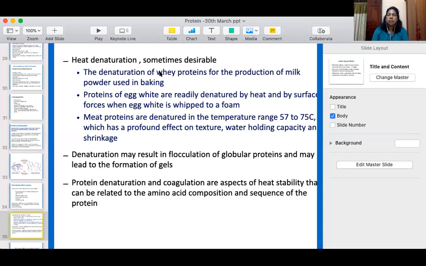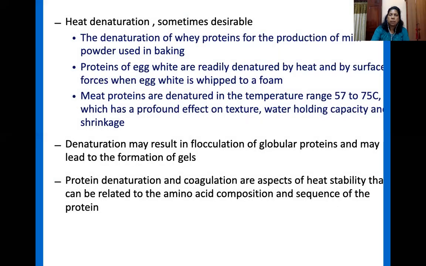Third point, right? Next point is protein denaturation and coagulation are aspects of heat stability that can be related to the amino acid composition and sequence of the protein. In some situations, because of this heating, the coagulation happens, and therefore that coagulation supports aspects of heat stability, which can be related to the amino acid composition definitely, and sequence of the protein.